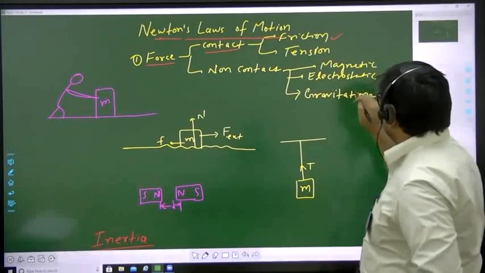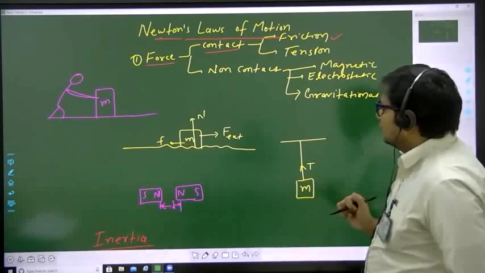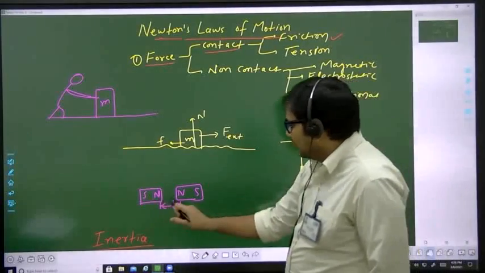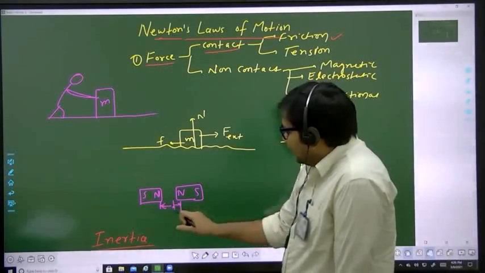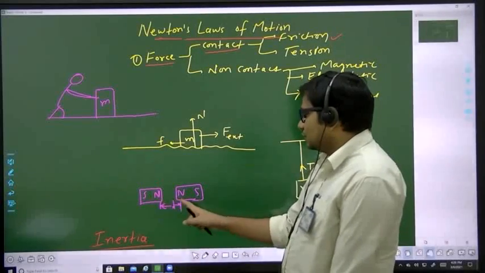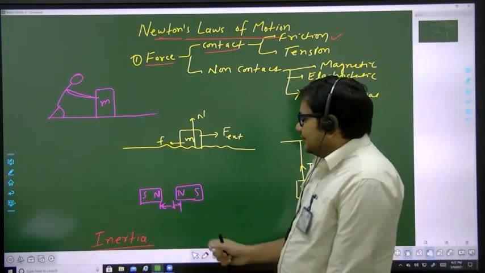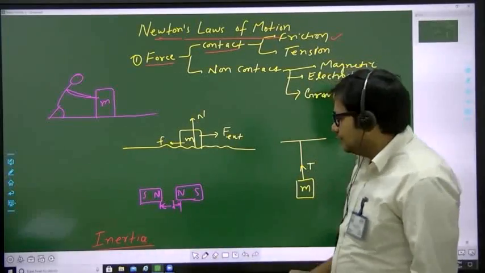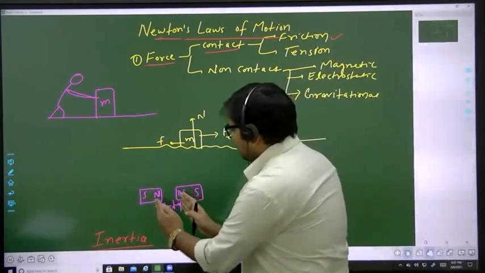Similarly, electrostatic and magnetic forces are also non-contact forces. You can see here that when you bring two magnets near each other, these two poles, north and north, will start repelling each other without making any contact. You don't need to make contact between these.